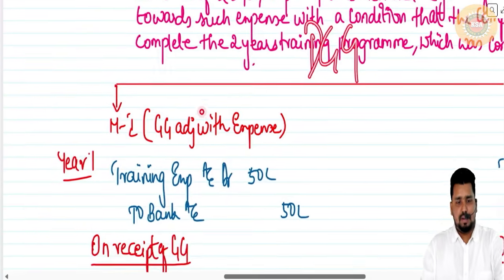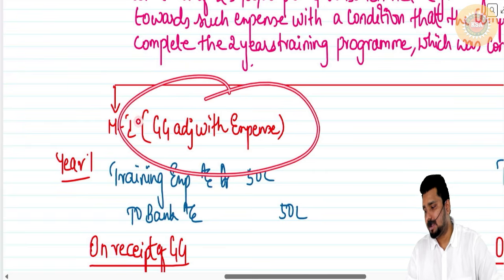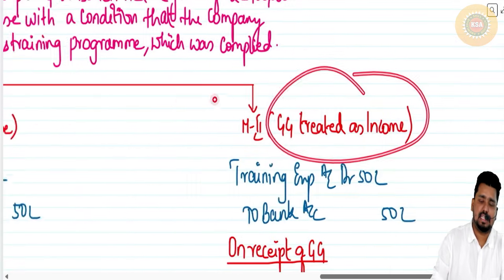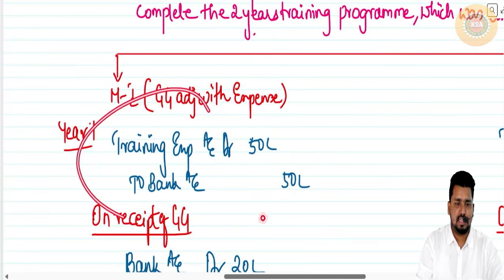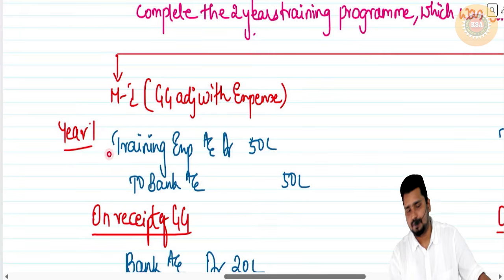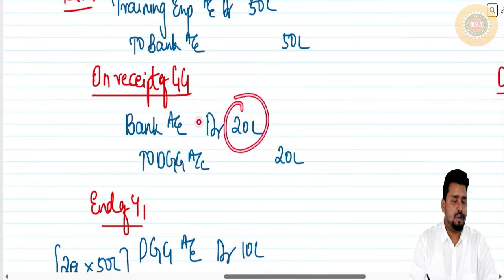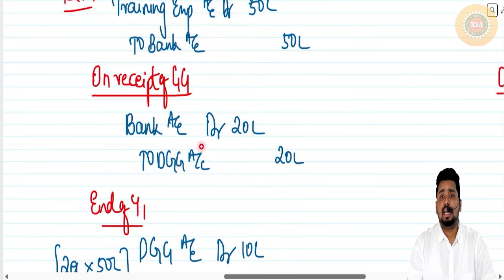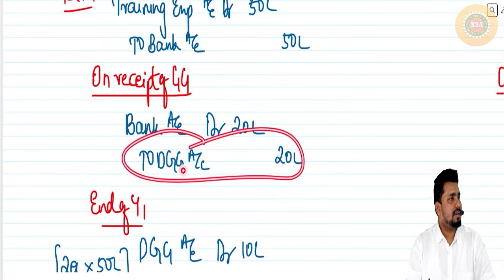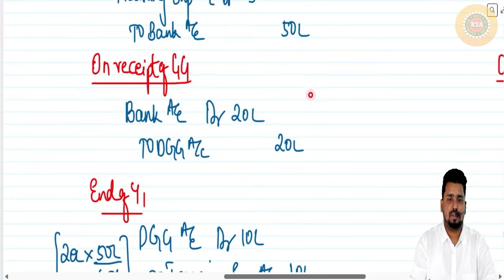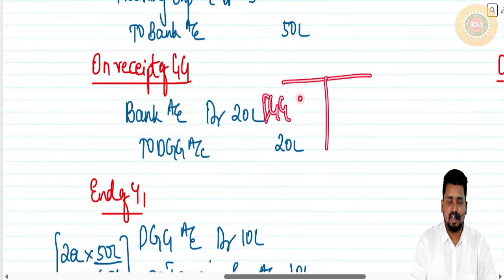So method number 1: GG adjusted with the expense. Method number 2: show it as an income. Easy only. What is the expense every year we are spending? 50 lakhs. Correct? What are we receiving? Government grant. Is it for 1 year or 2 years? That's why DGG comes into the arena. Correct? So in the balance sheet, DGG will appear on the liability side.